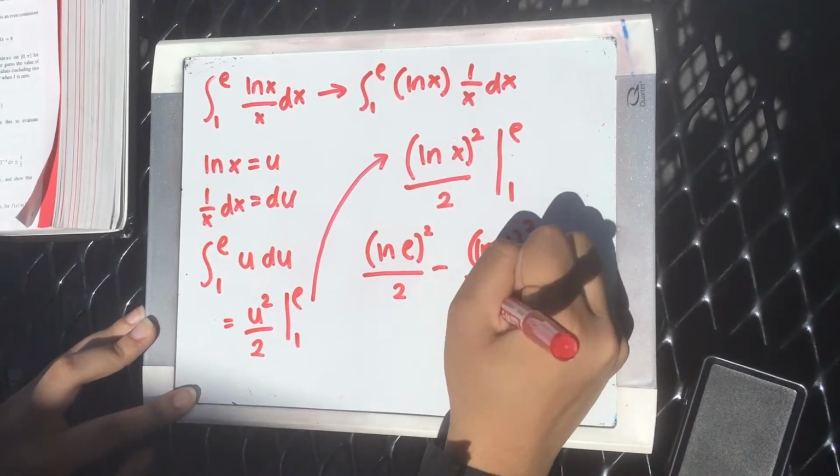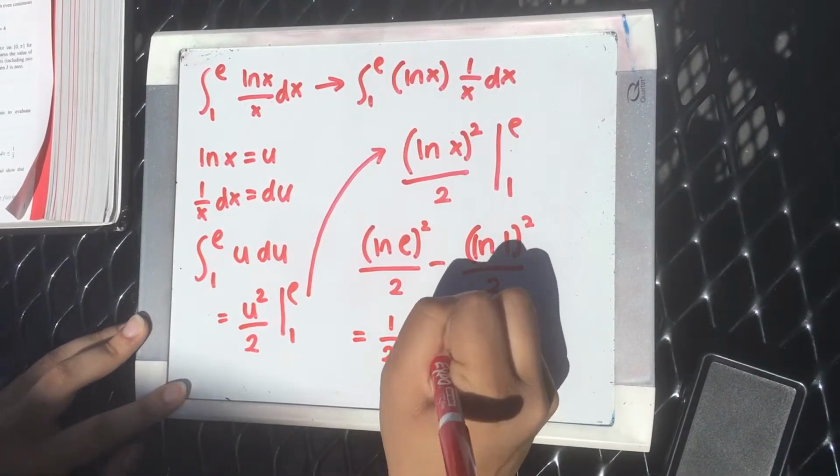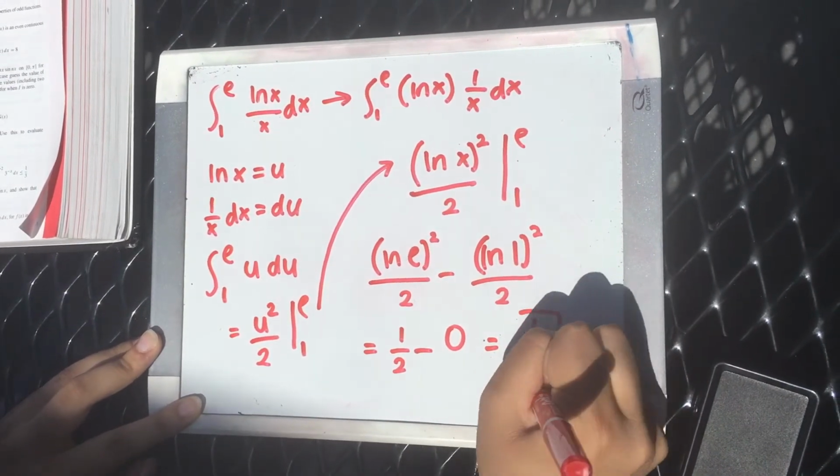Now ln of e is equal to 1, so the first part would be 1 half, and ln of 1 is equal to 0, so it'd be minus 0, and 1 half minus 0 is equal to 1 half, and that's our answer.